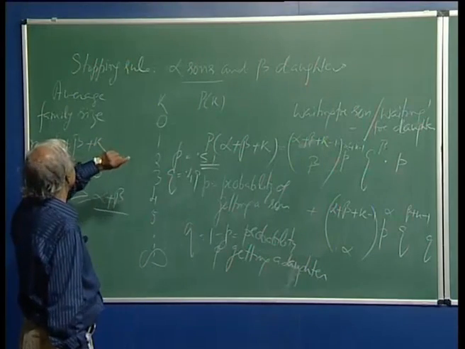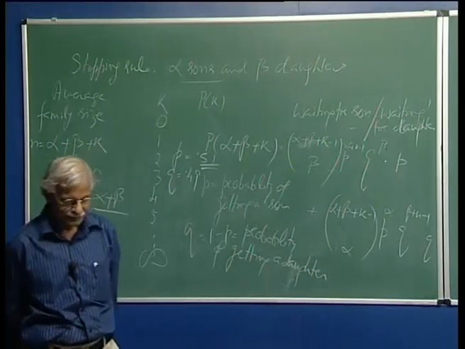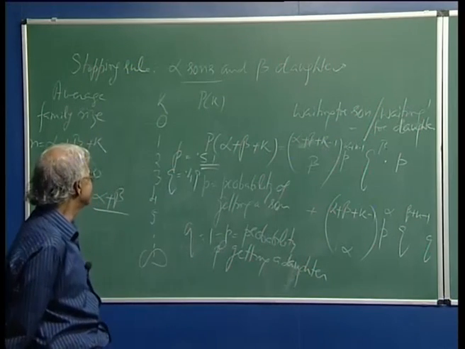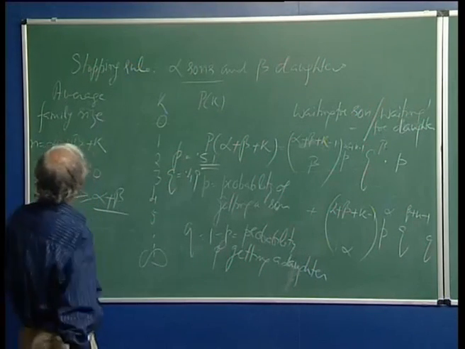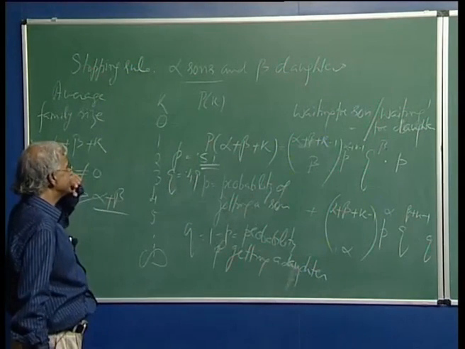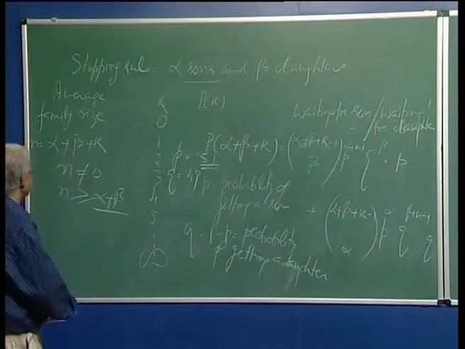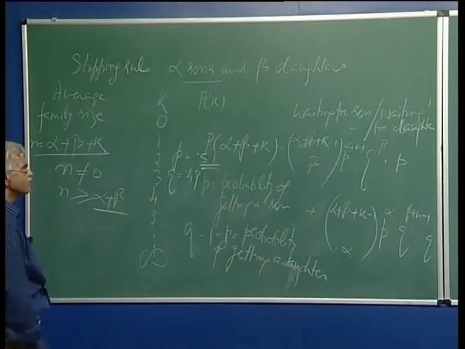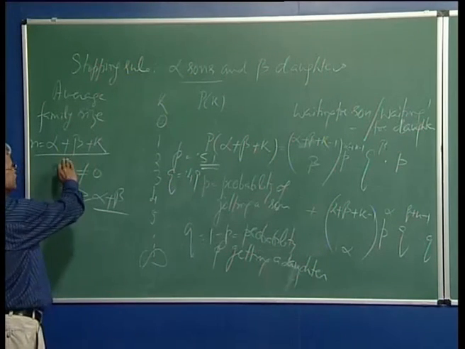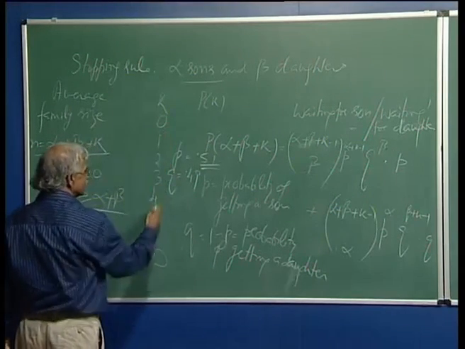There is a stopping rule that in a culture everybody wants alpha sons and beta daughters. Now, the question is that with this stopping rule, what will be the average family size? In order to know average family size, we must know the probabilities of stopping after 0 child, 1 child, 2 children, 3 children, 4 children, etc. Now, in this kind of combination, nobody will stop before alpha plus beta. Everybody stops after alpha plus beta plus k, but k can take any value 0, 1, 2, 3.